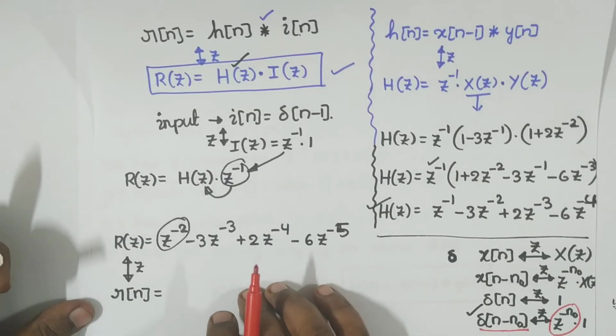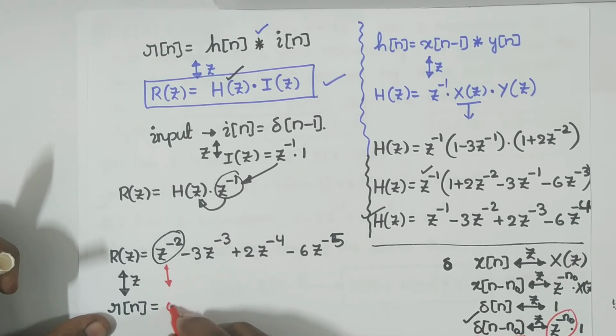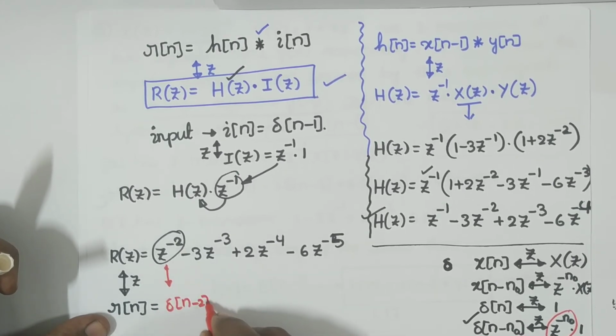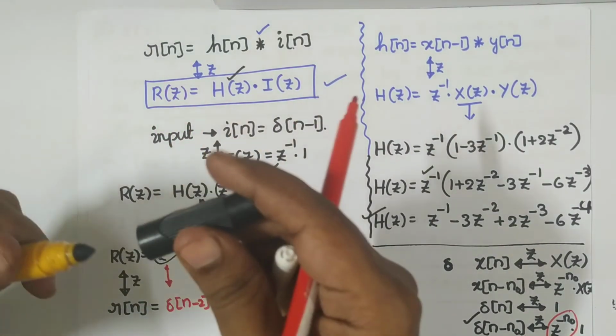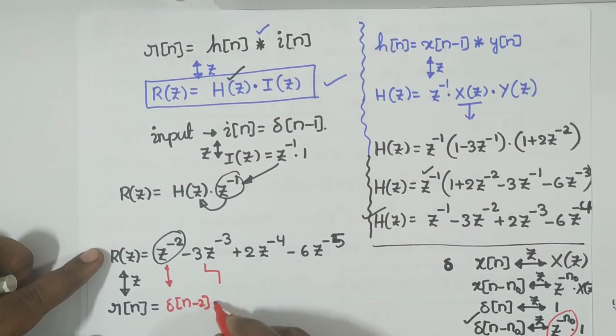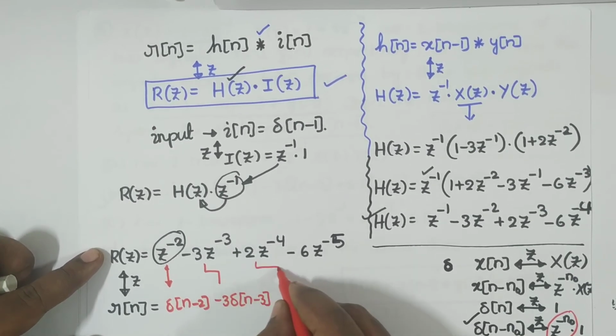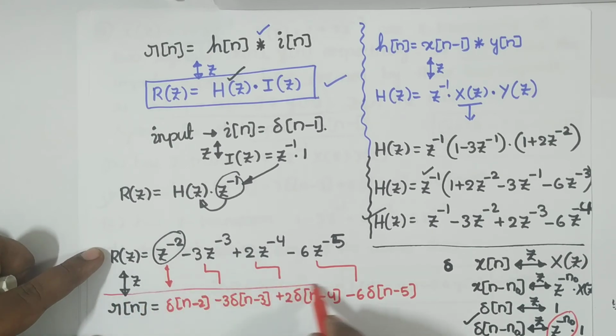Now what must be the inverse for z power minus 2? For z power minus 2, its inverse is delta of n minus 2. That's it. Let me just take this color. Now this is minus 3 delta of n minus 3, and this fellow is plus 2 delta of n minus 4, and now this fellow is minus 6 delta of n minus 5. That's it. So things are over and out.